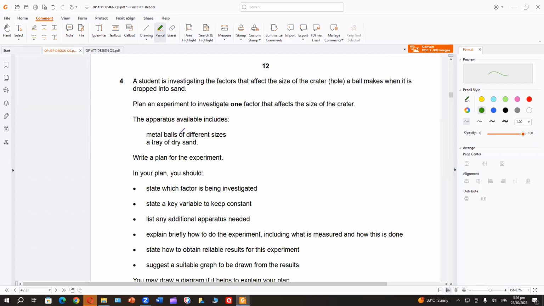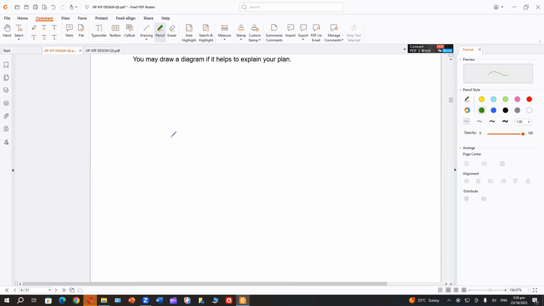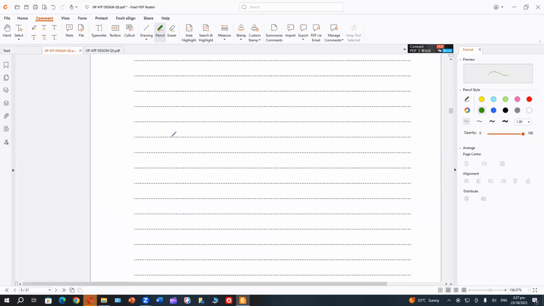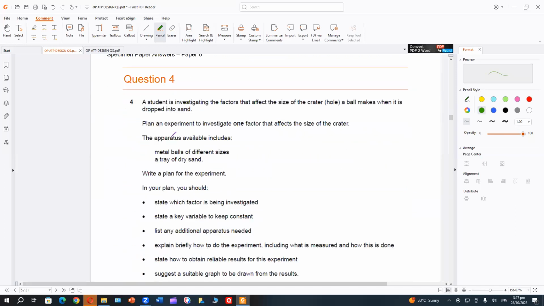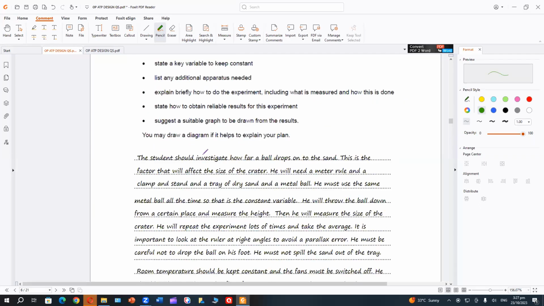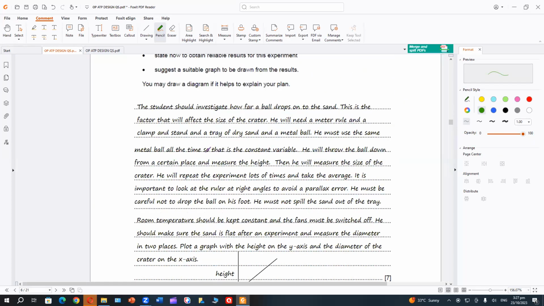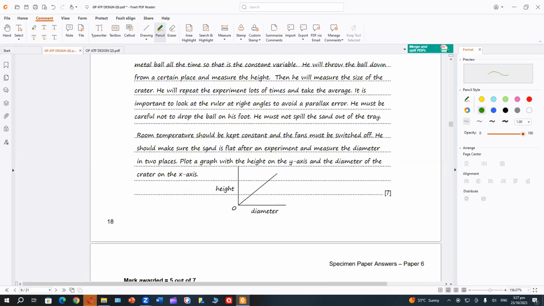A student is investigating the factors that affect the size of the... It's the same question. I'm connecting it, this is actually a good solution.